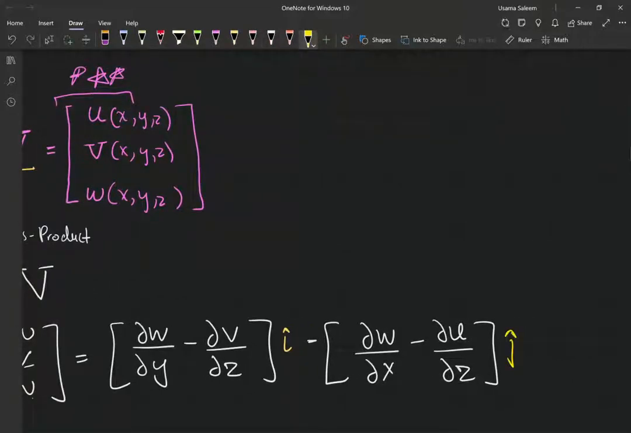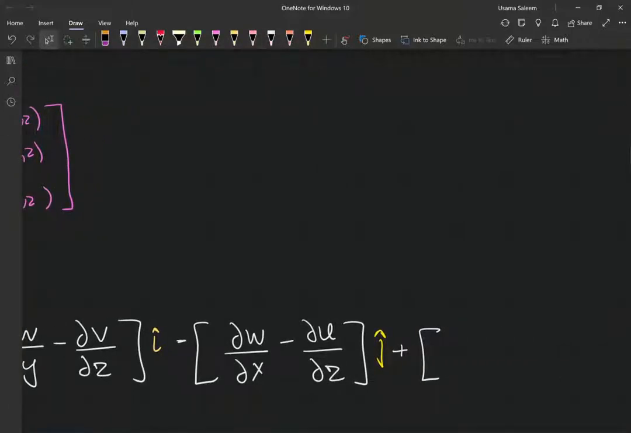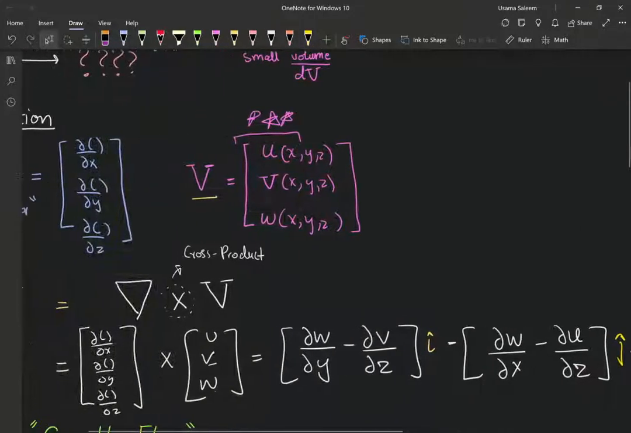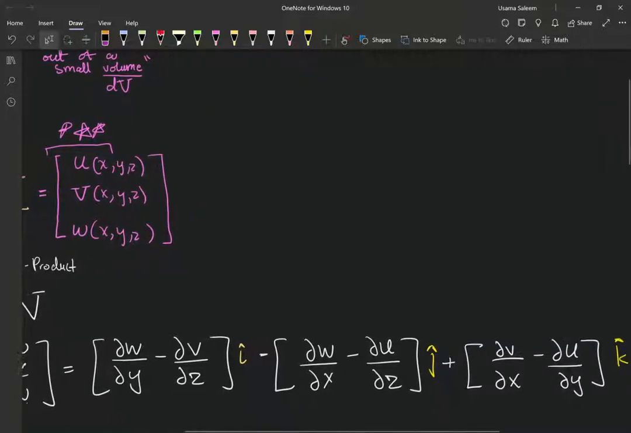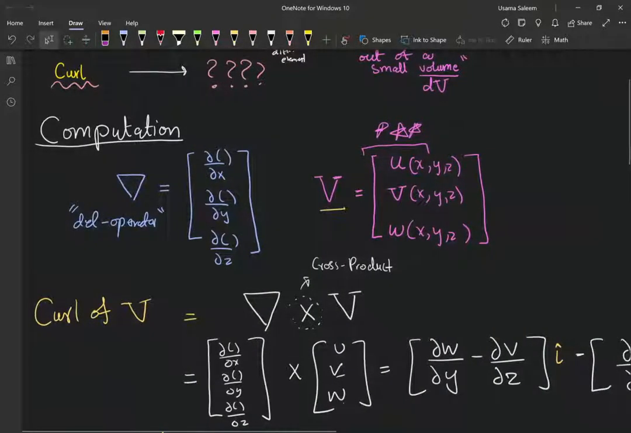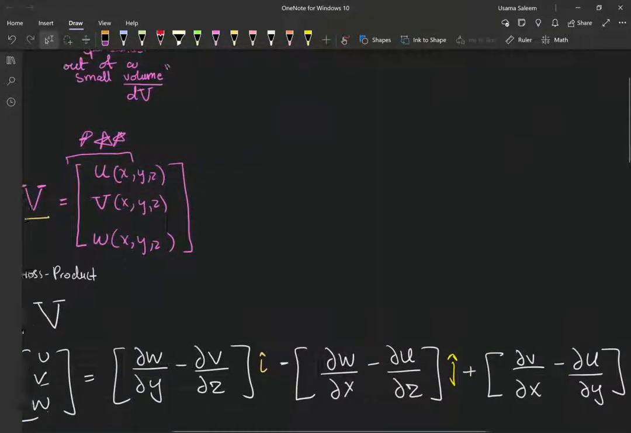That's the j hat term plus, and finally we're going to have dow v dow x minus dow u dow y. All right, what I've done here is just taken the cross product of these two vector fields, and I'll link in the description so that if some of you have forgotten how to take a cross product, you can revise that. No need to worry.